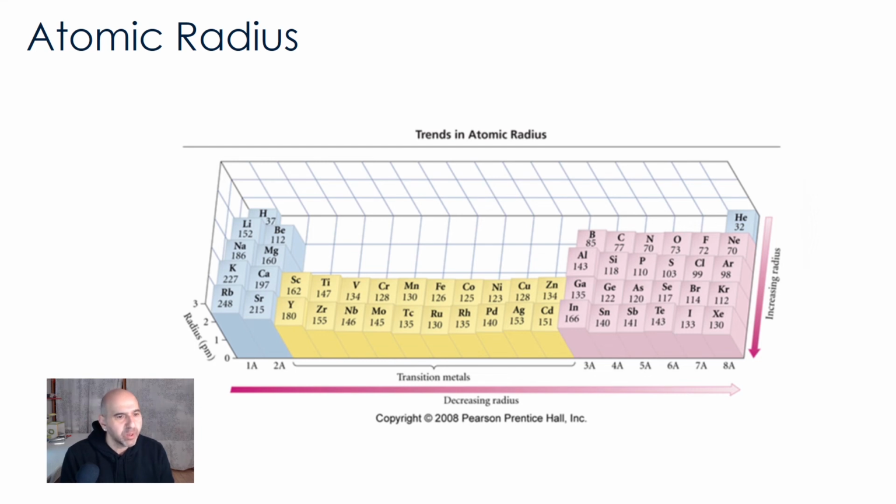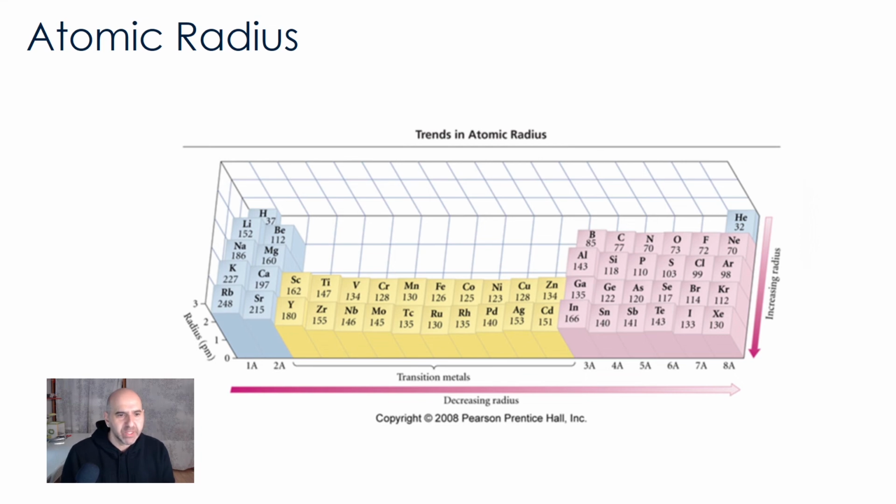Now, shielding and effective nuclear charge are not the explanation for why atomic radius increases as we go down the periodic table. As we go down the periodic table, it's very simple. Valence electrons are in orbitals with a higher value of n. But as we go across a row, the general trend is that effective nuclear charge increases, and so atomic radius decreases.